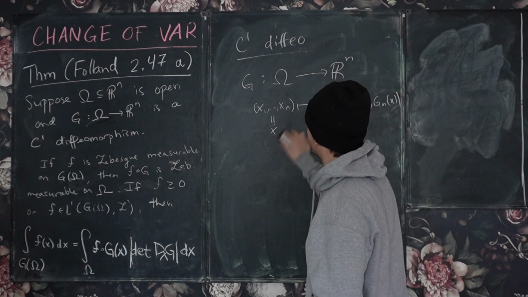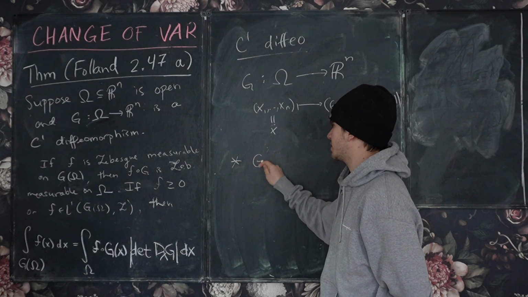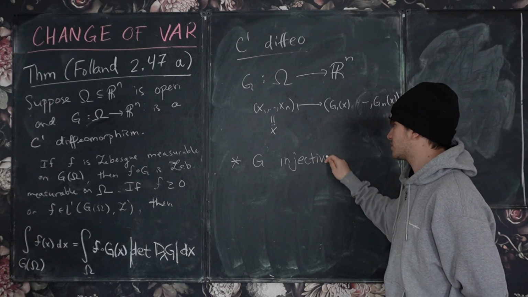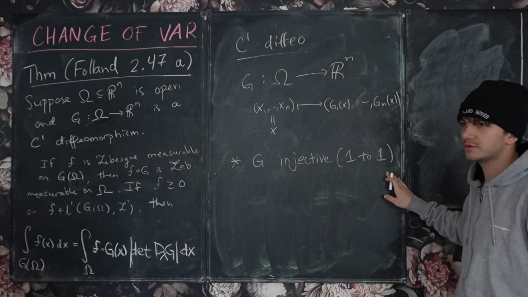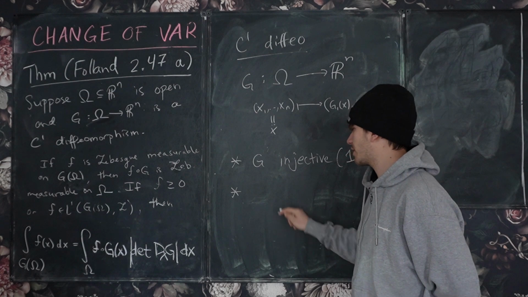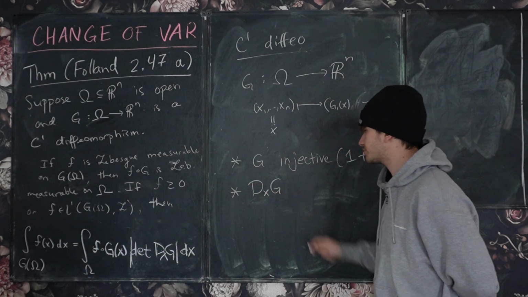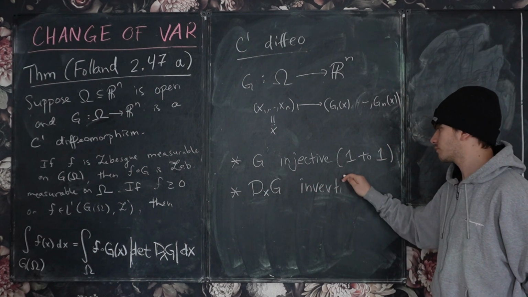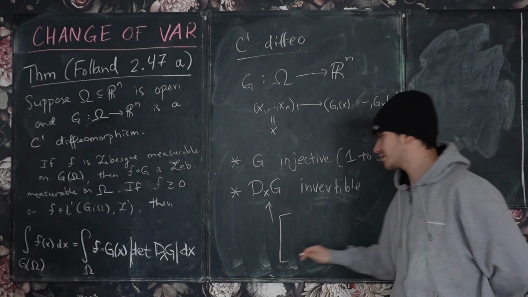Then for it to be a C1 diffeomorphism, we're requiring two properties. First of all, we want g to be injective. Are you familiar with what that means? No. So that means 1 to 1. So we're requiring that g is 1 to 1. And secondly, we're requiring that the differential, dx of g, is invertible. This is the Jacobian, which is the matrix of partial derivatives.